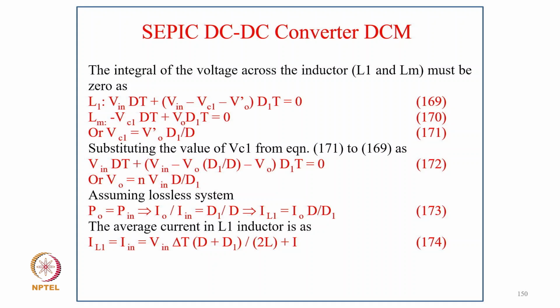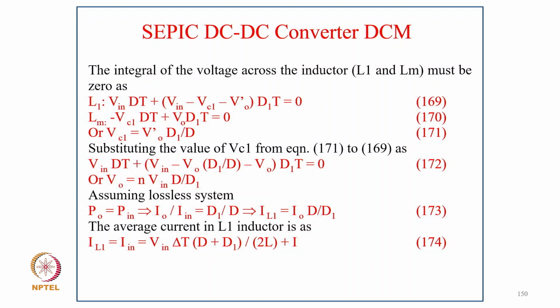So VL1 equal to Vin dt plus (V1 minus VC1 minus VO dash) D1T equal to 0, or VLm across Lm minus VC1 dt plus VO D1T equal to 0, or VC1 equal to VO dash D1/D. So substituting the value of VC1, Vin dt plus (V1 minus VO D/D1) D1T minus VO D1T equal to 0, or VO equal to n Vin D/D1, assuming power lossless system.